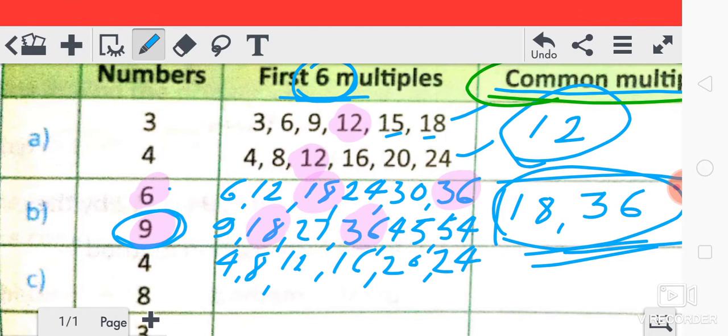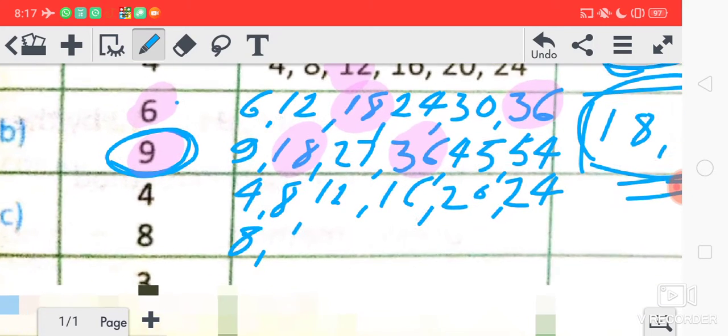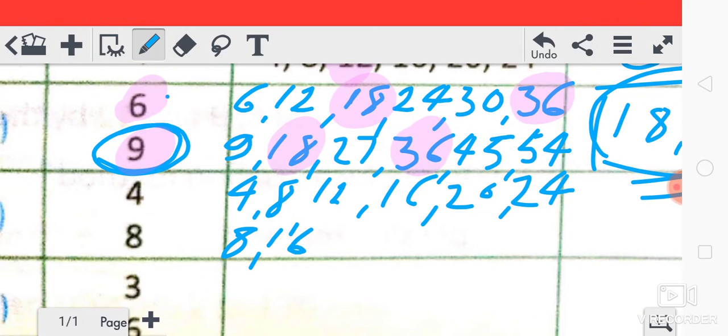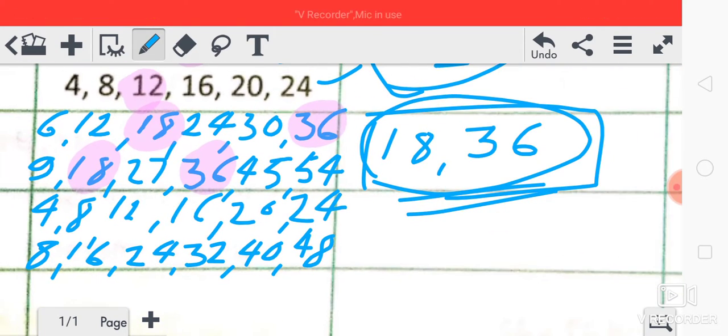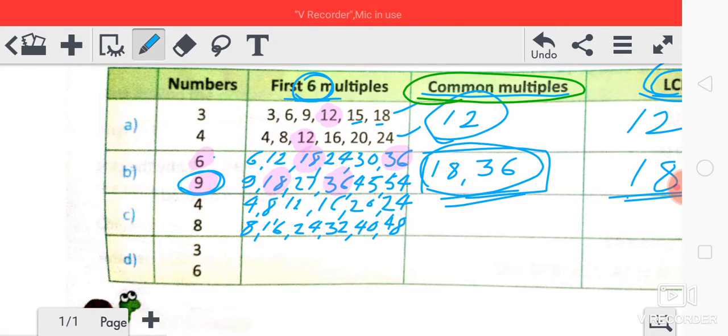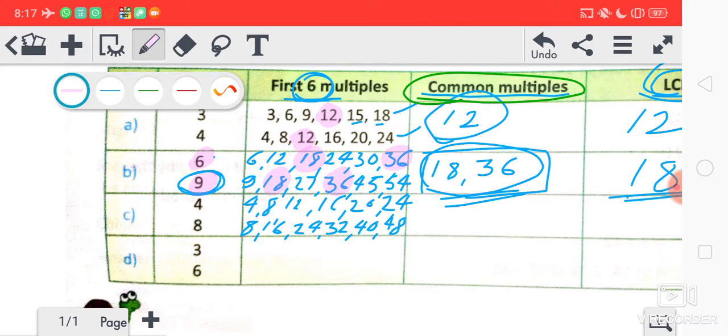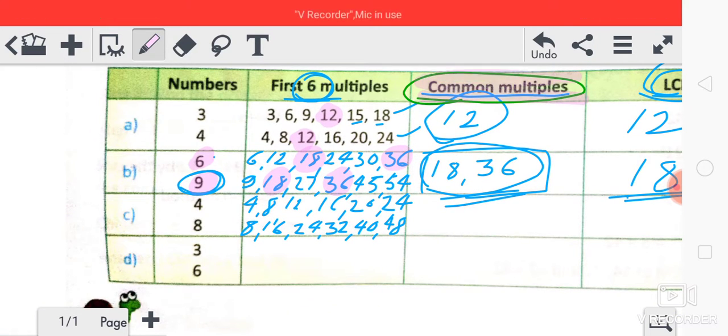Same way for 8: 8 1 is 8, 8 2 is 16, then 8 3 is 24, then 8 4 is 32, then 8 5 is 40, and 8 6 is 48. Got it? Now what do we have to find? Common. Okay, we have to find the common multiple.